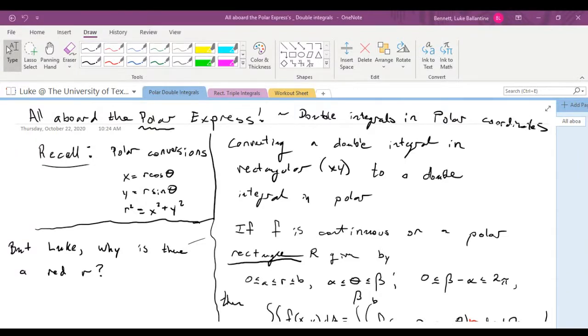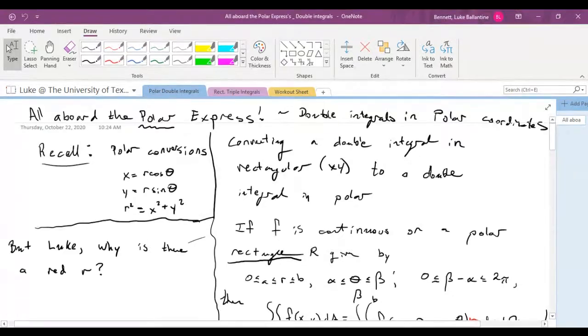All right. Let's see, what do we got today? We have double integrals in polar coordinates, and we have rectangular triple integrals. All aboard the Polar Express. If you don't remember, that is a Christmas movie, animated.